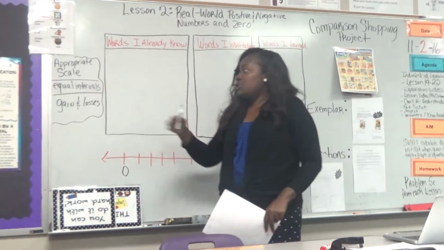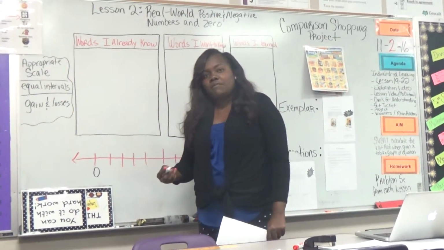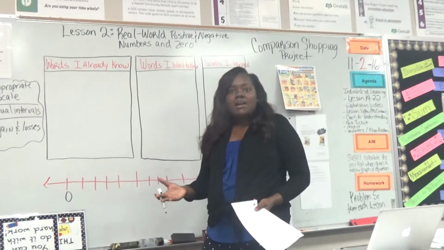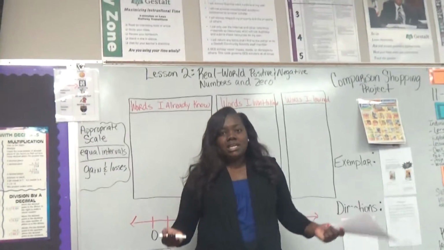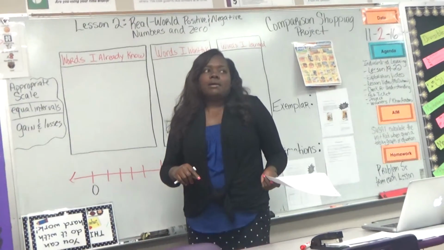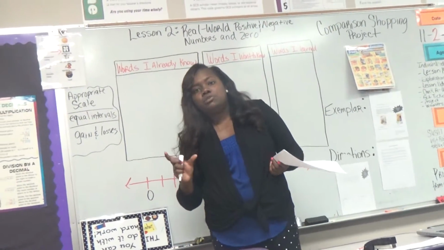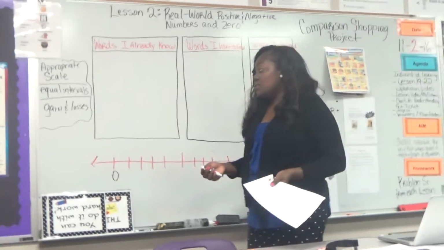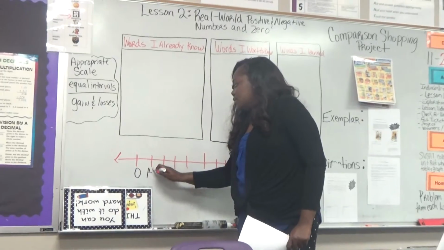So here's how we choose an appropriate scale. If I know I want to go to the number 150, I can count by 5s to reach 150, but that number line would still be really big, right? Or I could count by 10s, which makes it a little bit smaller. I could count by 50s, but see, that makes it almost too small. So what I'm going to do is I'm going to start at 140, right? So I'm going to count by ones.